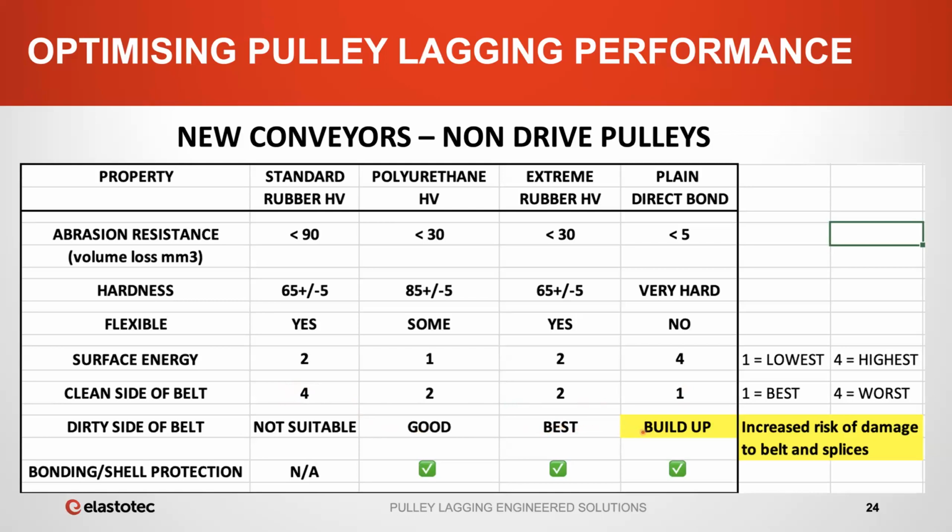And direct bond, the problem with direct bond is that it can be prone to build up, and when you get build up on ceramic lagging, it puts high shear stresses onto the belt and the belt splices.